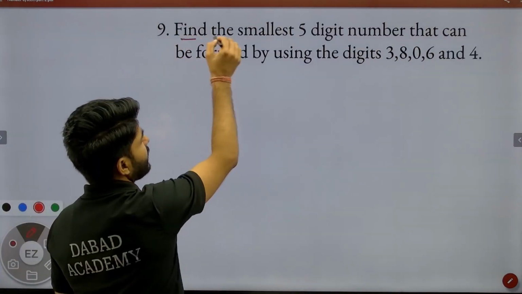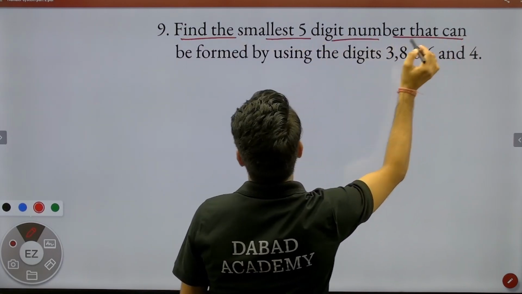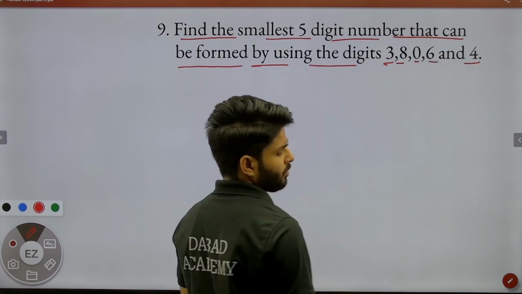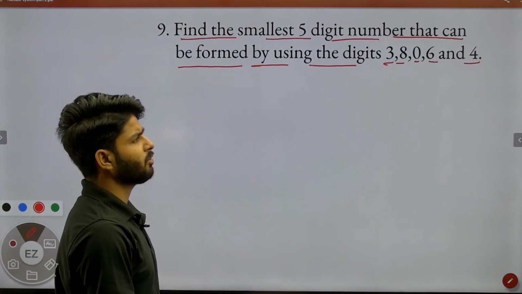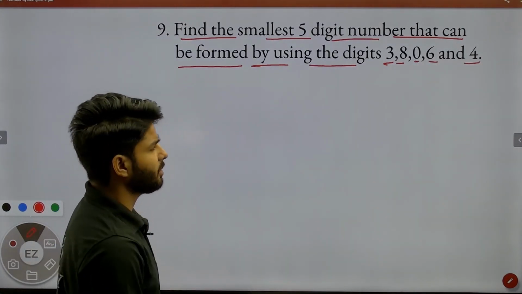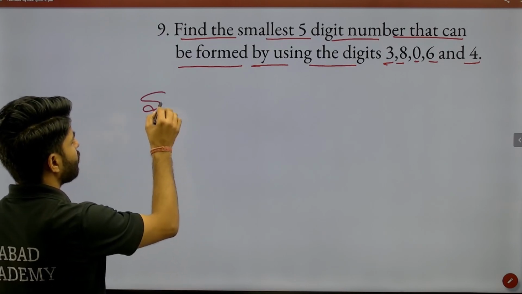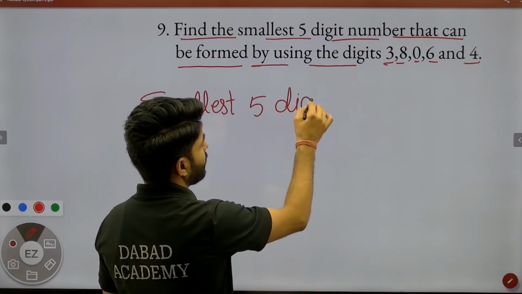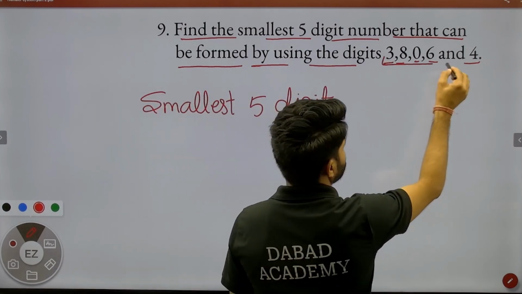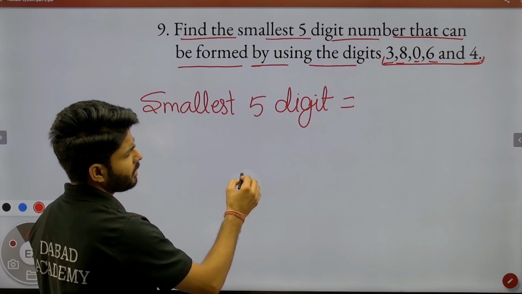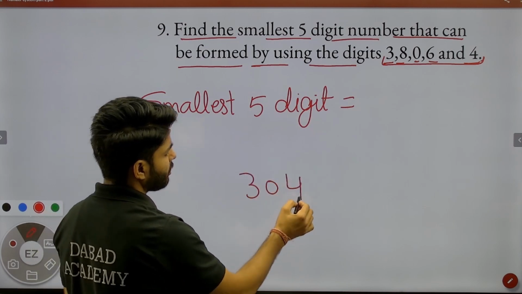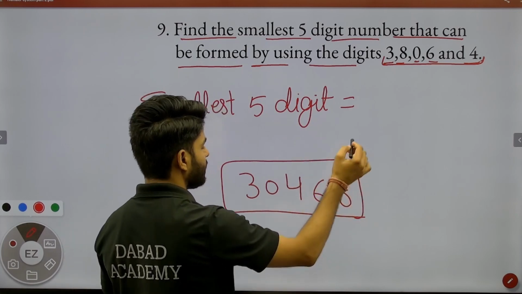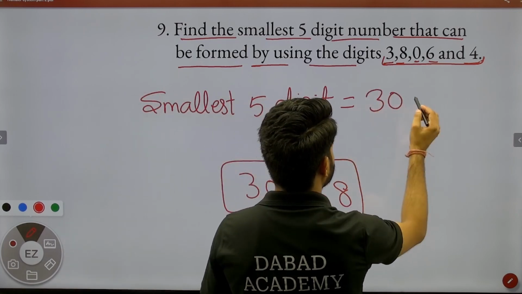Find the smallest 5-digit number that can be formed by using the digits 3, 0, 8, 6 and 4. We have 5 digits here and we have to find the smallest 5-digit number. If it simply asks the smallest 5-digit number, that is 10,000, but he asked the smallest 5-digit number which is formed using these numbers. So first we have to write 3, then 0, then 4, then 6, then 8. This is the smallest 5-digit number that is formed: 30468.